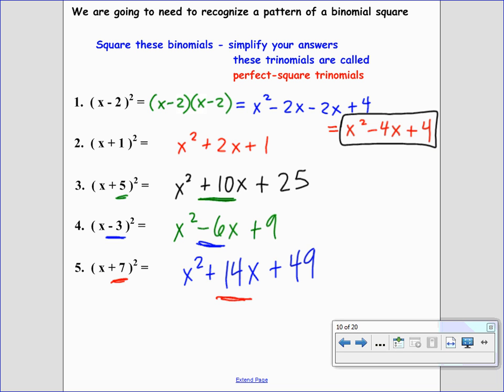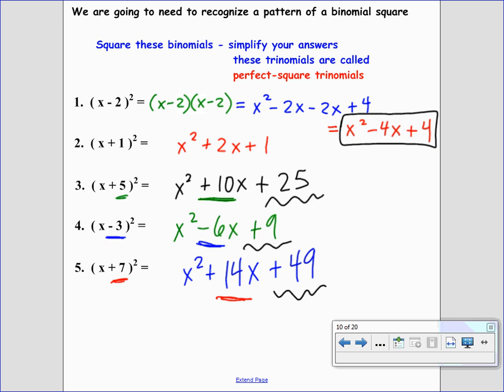How does the original last in my binomial compare with the squiggle underline last? How does 5 relate to 25? How does negative 3 relate to 9? How does positive 7 relate to positive 49? What's the relationship there? Go ahead and share with the class when I call on you. Ian?